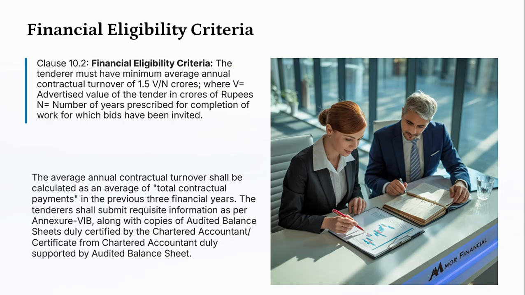That will be less. If it is to be completed in 2 years, then definitely the criteria will be less than the advertised value. Then that will be calculated. The average annual contractual turnover shall be calculated as an average of total contractual payment in the previous 3 financial years. The tenderer shall submit requisite information as per Annexure 6B along with copies of audited balance sheets duly certified by the chartered accountant, a certificate from the chartered accountant duly supported by audited balance sheet.